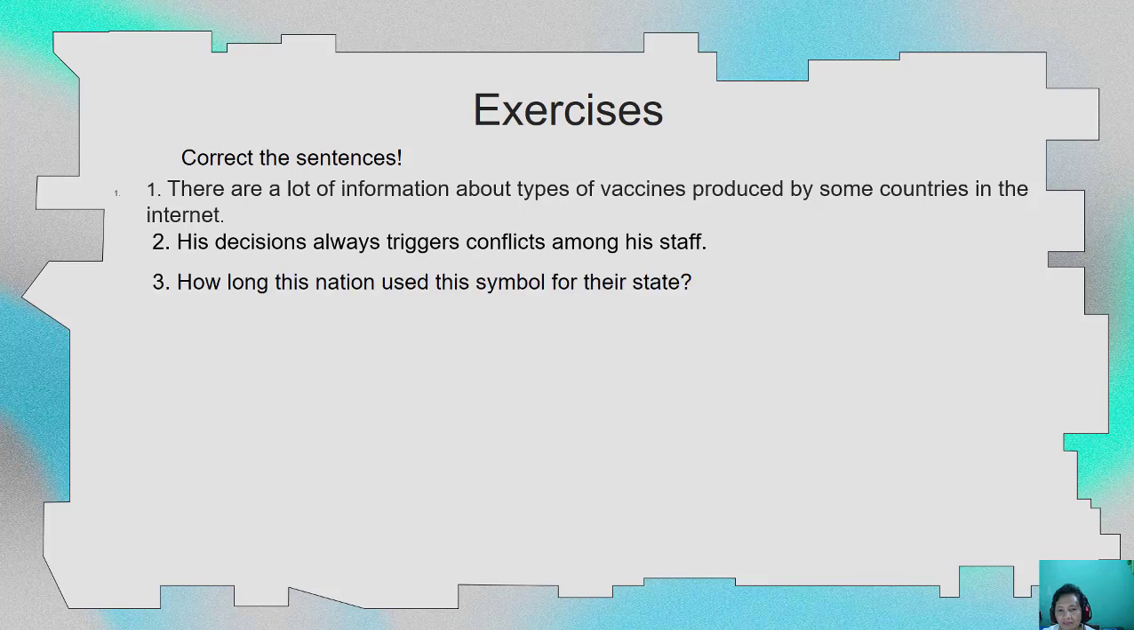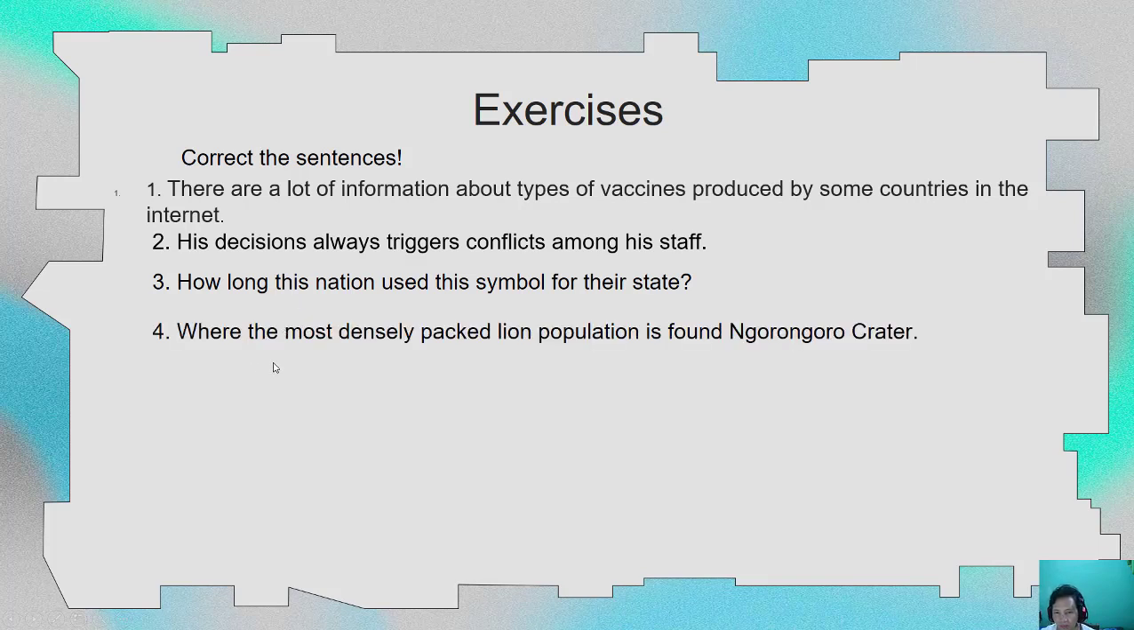Okay. The next, how long this nation used this symbol for their state? It seems that there is something wrong or missing. Yes, we need an auxiliary here because this is a question. Suppose we have has, or you can have did. How long did this nation use? It is okay. Or you have how long has this nation used? It is alright, but I prefer this because, due to the meaning, this symbol is still used right now. That's why I prefer the present perfect.